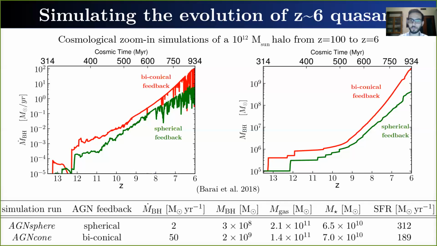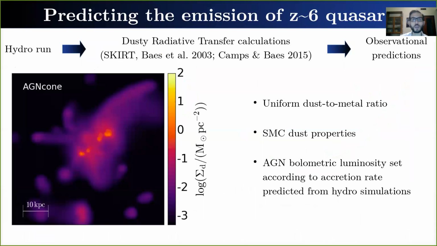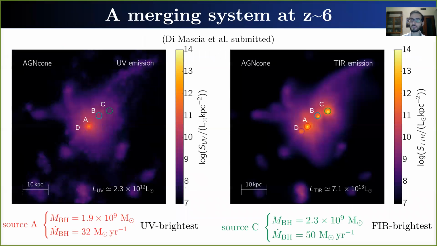In order to obtain observational predictions for these objects, we perform radiative transfer calculations. We derive a dust distribution from the gas distribution by assuming a uniform dust-to-metal ratio. We adopt the dust model for the SMC, and we also consider the radiation from the AGN by setting the bolometric luminosity in accordance with the accretion rate predicted from the dynamical simulations. We obtain, for a particularly interesting snapshot, these results.